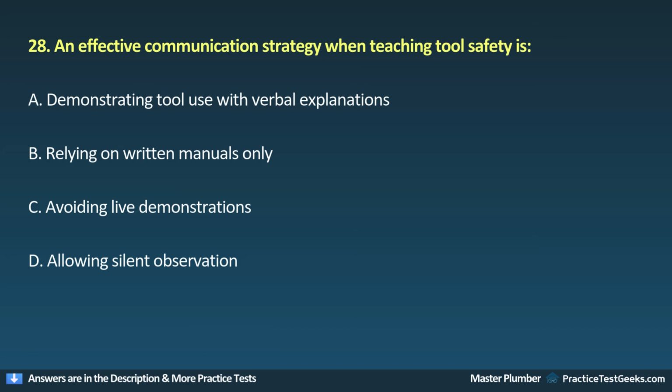28. An effective communication strategy when teaching tool safety is A. Demonstrating tool use with verbal explanations. B. Relying on written manuals only. C. Avoiding live demonstrations. D. Allowing silent observation.